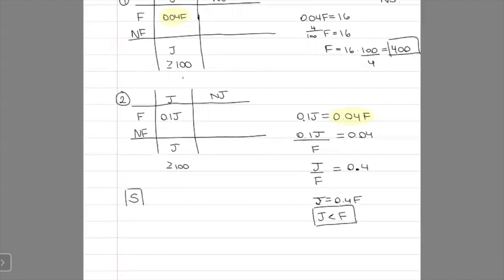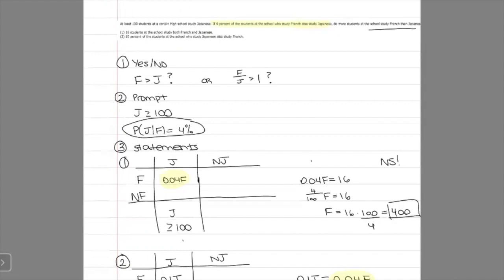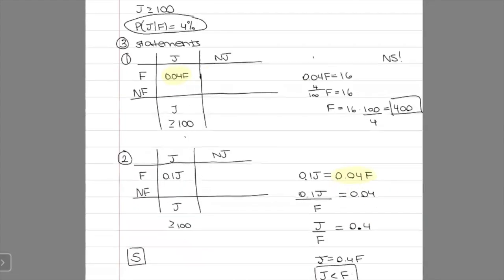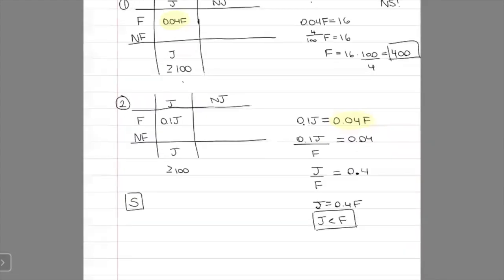Just to clarify, even if you had found that French is less than the Japanese, that would still be sufficient. It would give you a no answer instead, but that's still sufficient. You still have a definitive answer to the question.